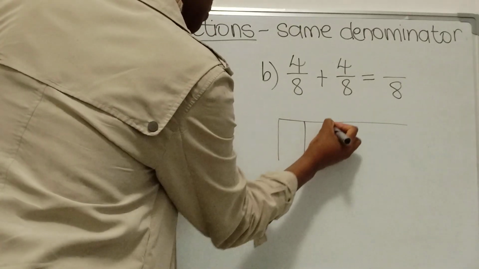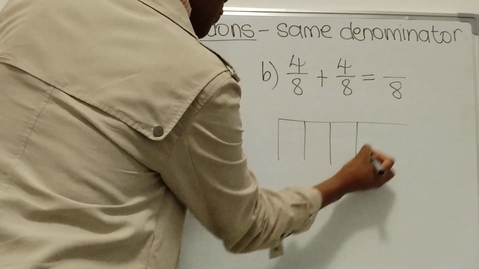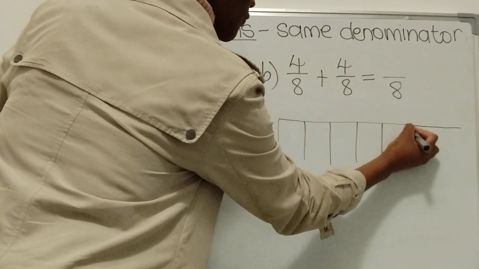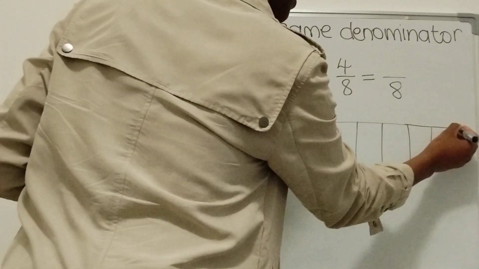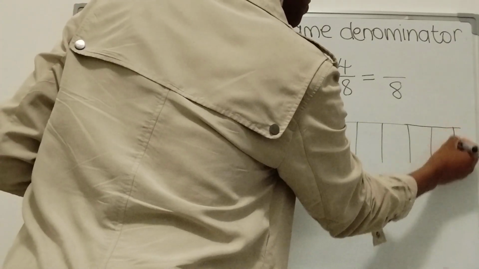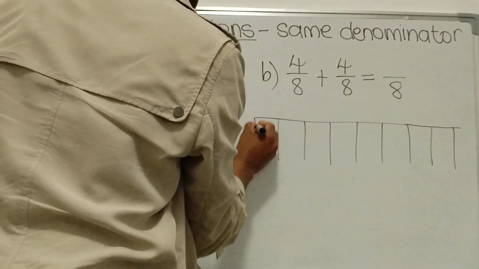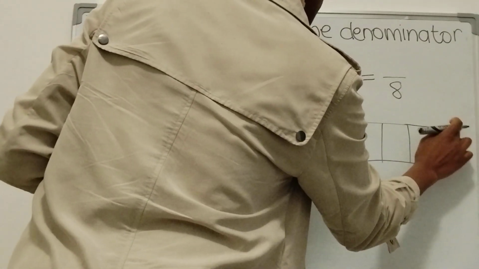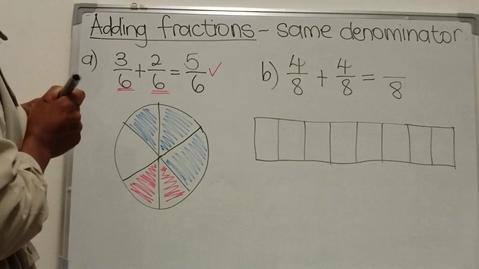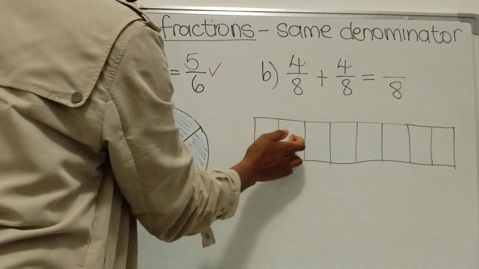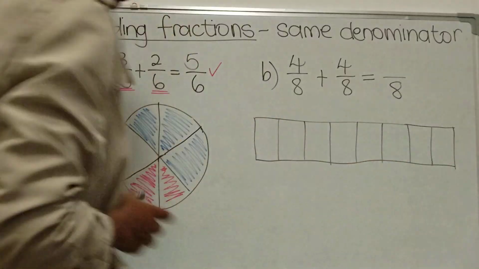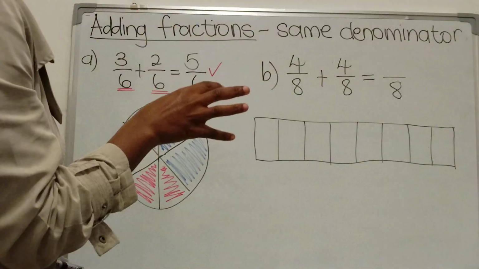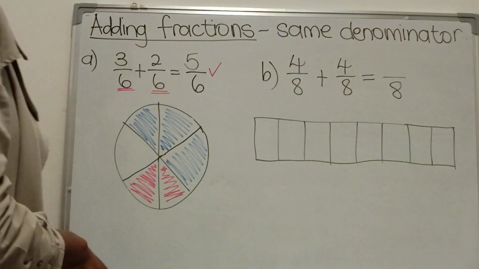Right. 1, 2, 3, 4. Stretch it a bit. 5, 6, 7, 8. Okay, it's not perfect, but yeah. So le whole ine-parts ezi-1, 2, 3, 4, 5, 6, 7, 8. That's why sisithi zi-8s ezi, because a whole has been divided into 8 equal parts.